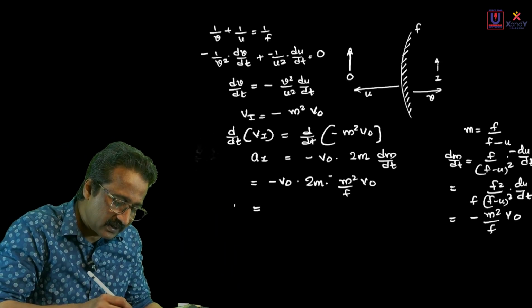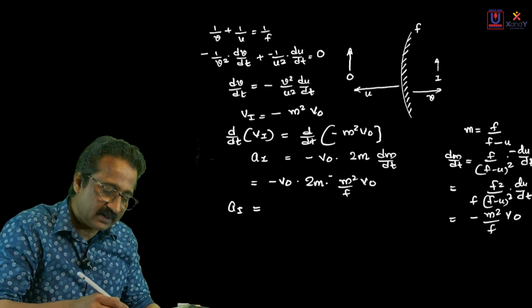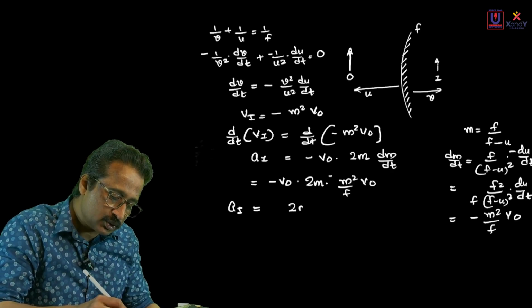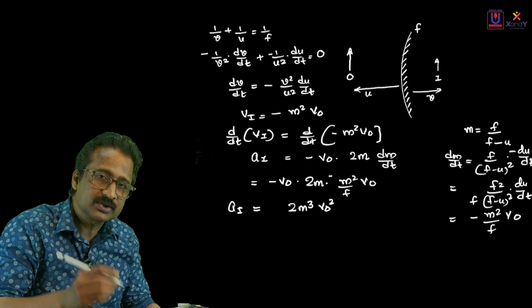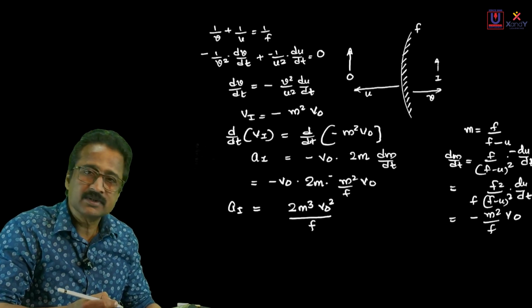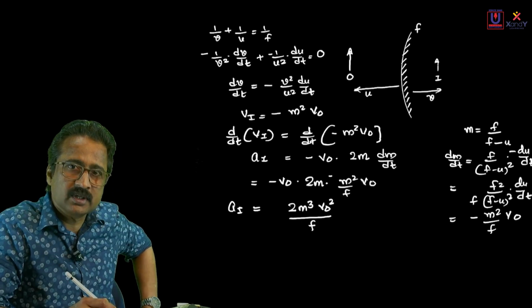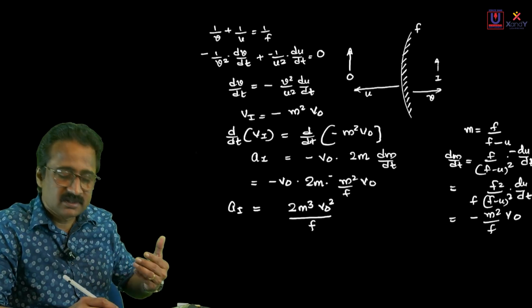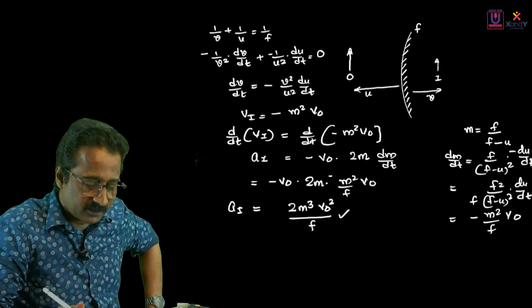Okay, finally, here comes the equation for the acceleration. Acceleration AI is equal to 2 times m cubed VO squared, where VO stands for the velocity of object, divided by f. My dear friends, I will ask you to get this equation by heart. Best way is to get this by heart. Acceleration is given by this expression. The magnitude of acceleration is given by this expression.